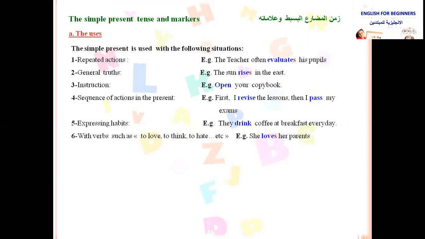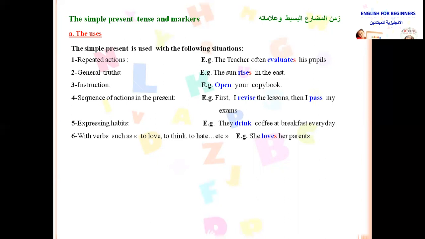Second, the general truths. The general truths are things that don't change at all, like the sun rises in the east. Here, this is a truth.